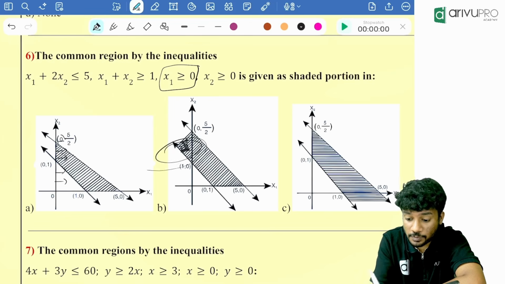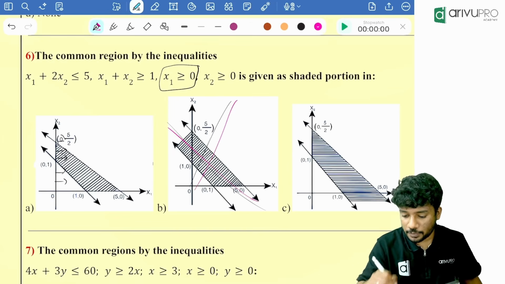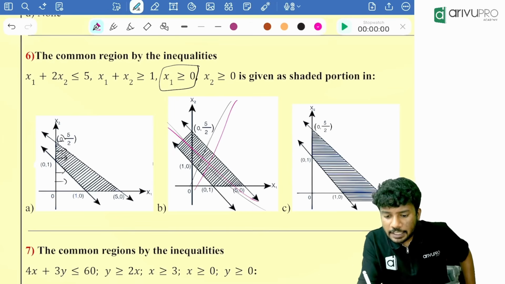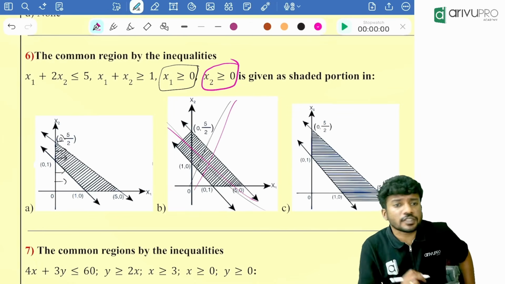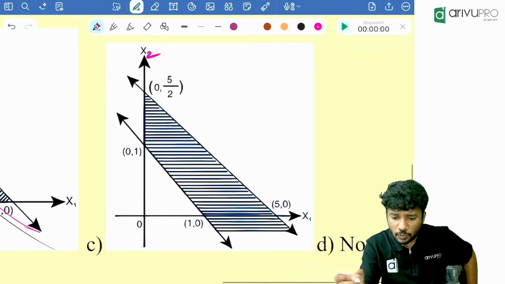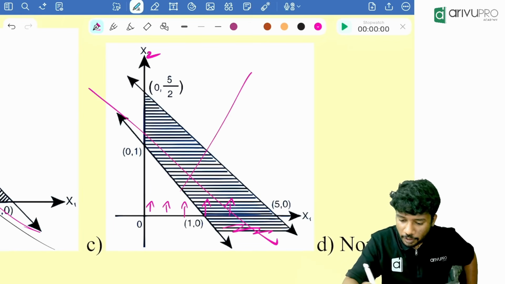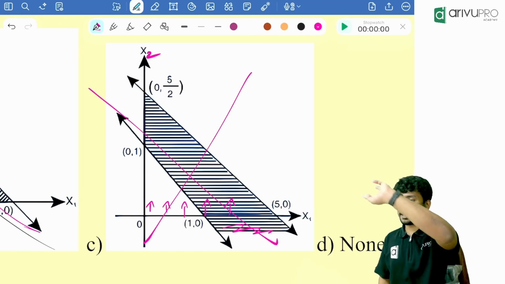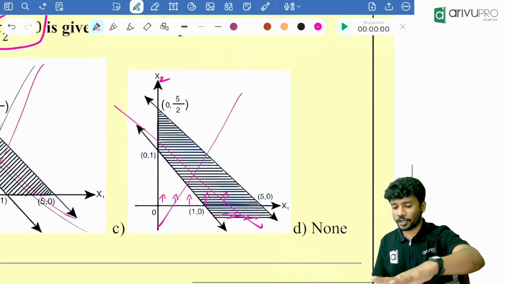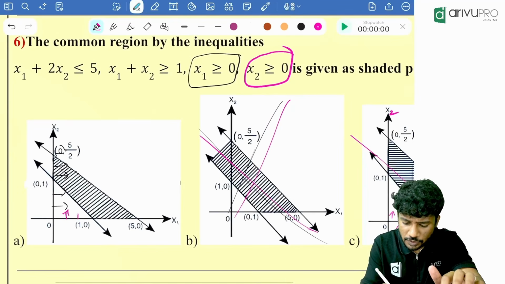Second option, is it possible? Wrong. That is wrong. Directly it is wrong. Second option is wrong. Then x2 is greater than or equal to 0. x2 is greater than or equal to 0 means x2 values are what? x2 value should be greater than this side. So is it possible to go this side? No. That means option C is wrong. Either it can be option A or it can be what? Option none. Now people, similarly x2 is over here.